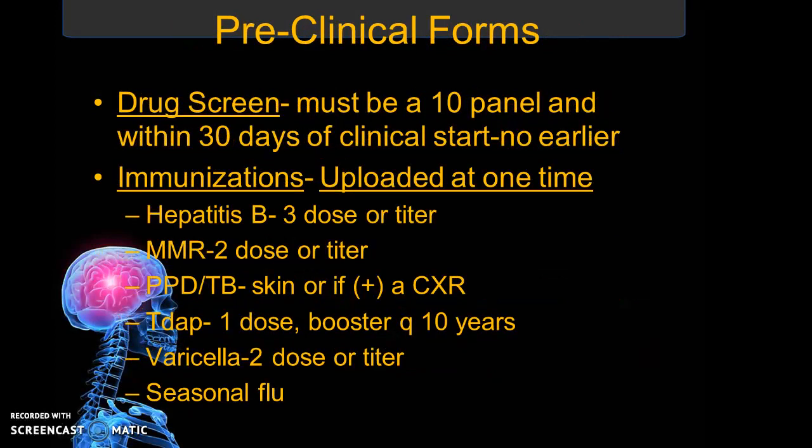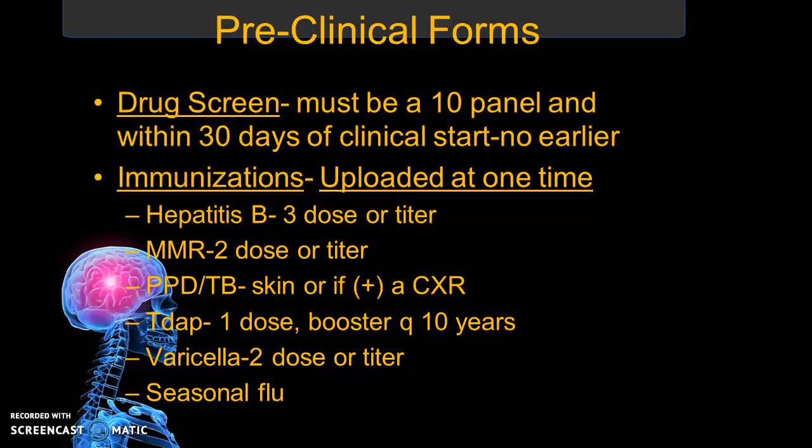Your drug screen must be a 10-panel and within 30 days of clinical start, no earlier. It can't be an older one. It's only 30 days or less before you start clinical. Your immunizations, you can upload them all at one time. You will need the hepatitis B, which is a 3-dose series, or if you think you've had the series but can't document it, you'll need a titer. That's a blood draw that shows you still have immunity for hepatitis B.